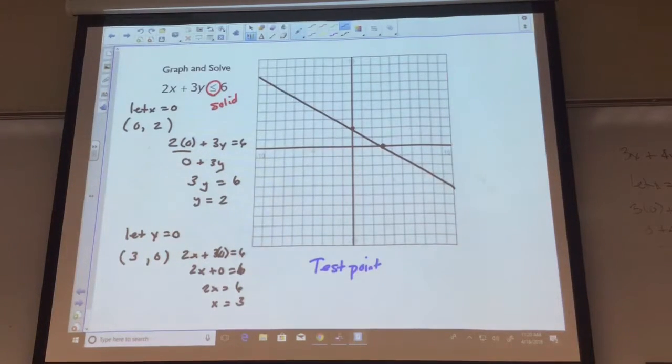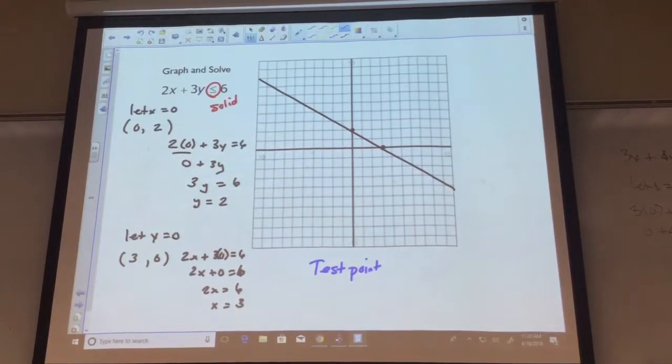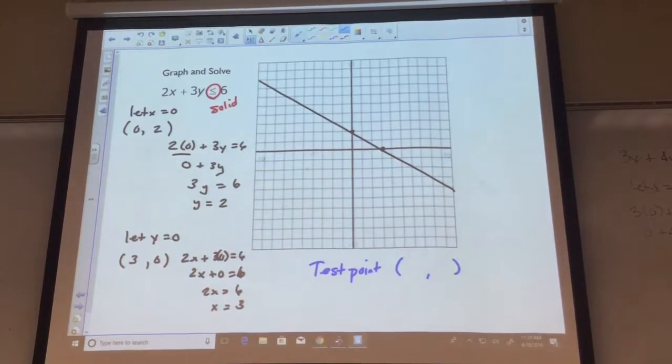Most people are logically going to pick positive numbers, so they don't have to fight with negative numbers, but that may not always be an option for you. So pick a point. This is your choice. What do you want to test?